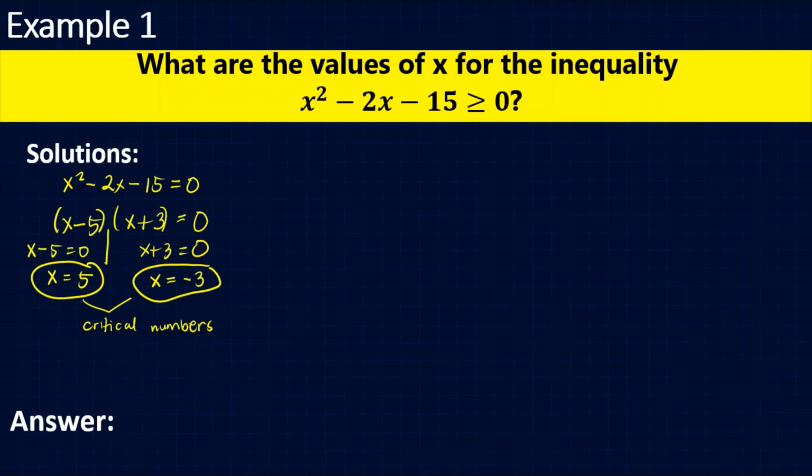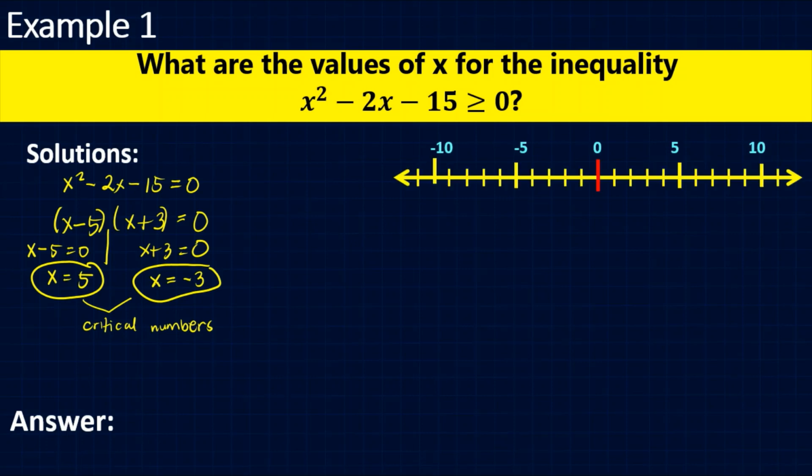Okay, and then after getting the critical numbers, let us draw a number line in which itong mga numbers na to ay mag-represent ng values ng x for our inequality. So we have this given, and the critical numbers that we have here is 5 and negative 3. So let us locate 5 and negative 3. So this is a negative 3, and then this is positive 5.